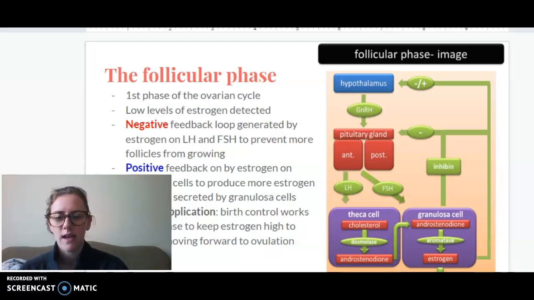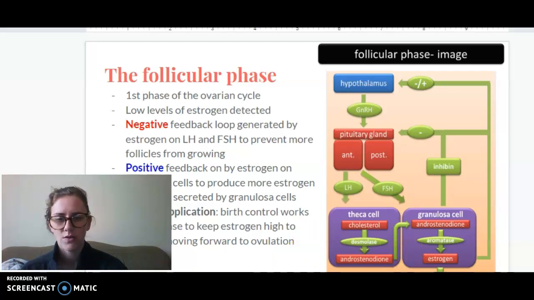This phase varies in length and can last up to 3 weeks. It begins at the end of the menses, where the uterine lining is shed. So in this phase, you'll see that there are 3 hormone control centers. We have the hypothalamus, which releases gonadotropin hormone. Then we have the pituitary gland. The anterior pituitary releases LH and FSH, and then the ovary itself would be here. These 2 cells are actually part of the follicle, and the ovary also releases hormones.